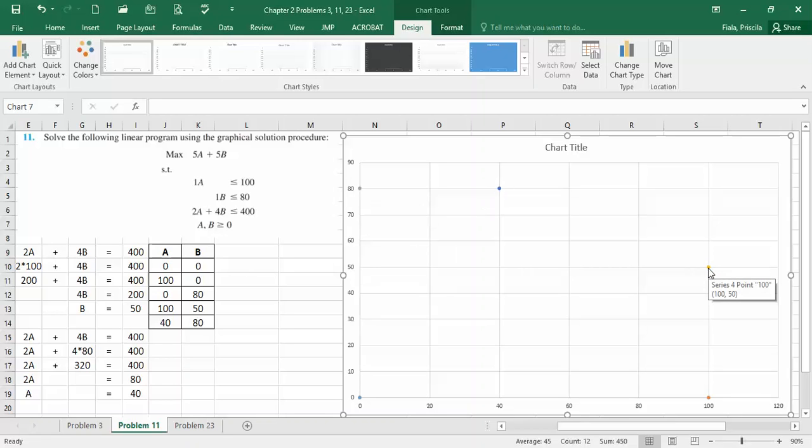And then we have the fourth point right here, which is when A is 100, correct? So 100 right here, you go up, and my B is 50, and they meet right here. And then last we have 40. When A is 40, so 40 is right here, you go up, and my B is 80, and they meet right there. That's my point.